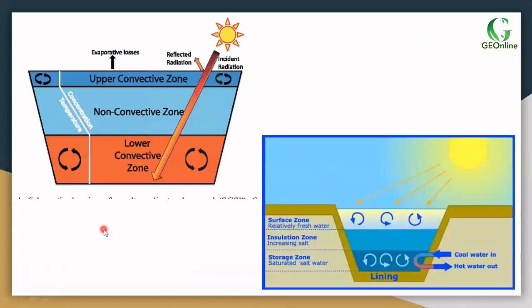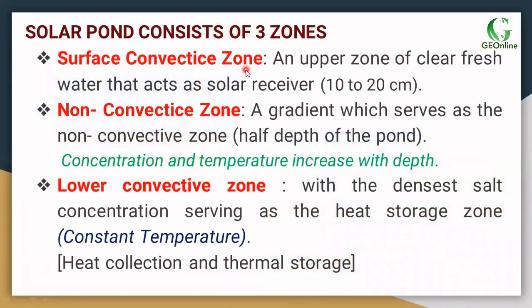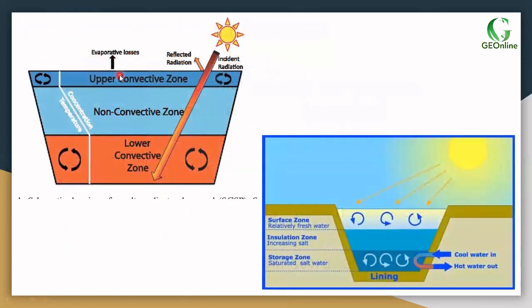This is the cross-sectional figure of a solar pond, in which there are three layers: upper convective zone, second is non-convective zone, and lower convective zone. Surface convective zone is the uppermost layer, and its depth is around 10 to 20 centimeters, an upper zone of clear fresh water that acts as a solar receiver. So the topmost layer is occupied by fresh water.